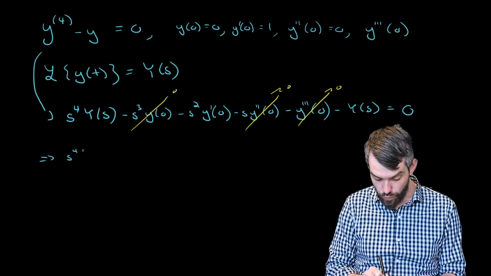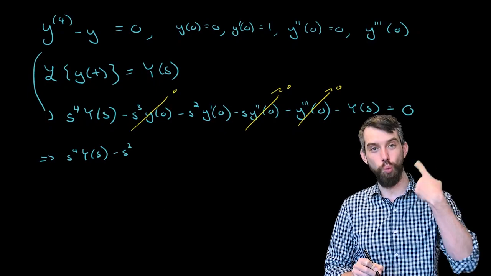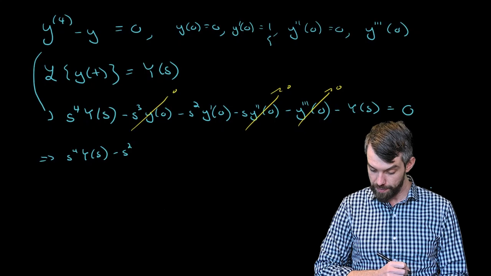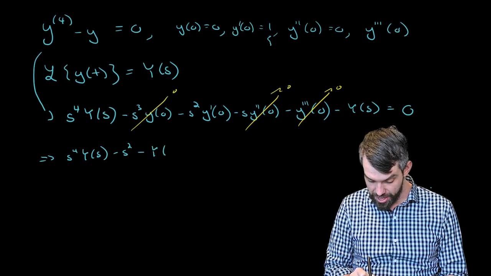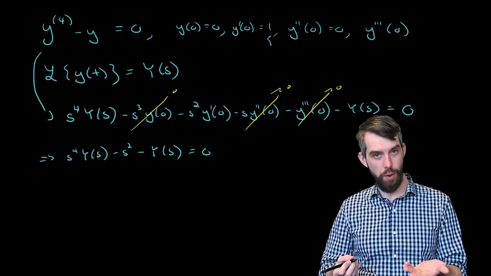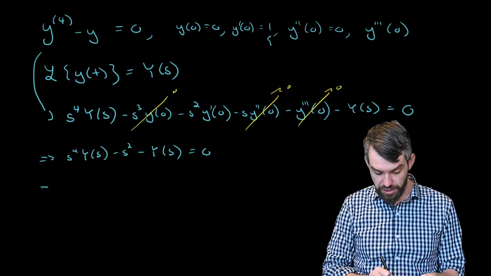And as a result, if I clean this up a little bit, I get s to the fourth, Y of s, minus s squared times 1, y prime of 0 happened to be 1, that was the only one that was non-zero. And then subtract off a Y of s, and this is equal to 0. Now I have an equation that is an algebraic one, and I want to solve for Y as a function of s. This is relatively straightforward.